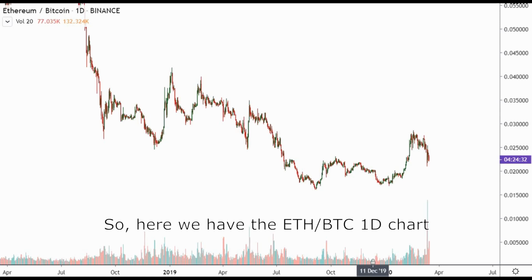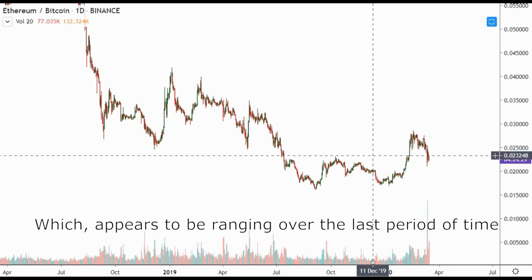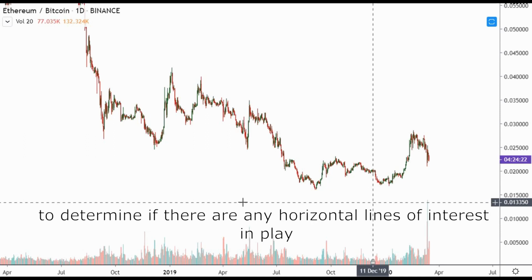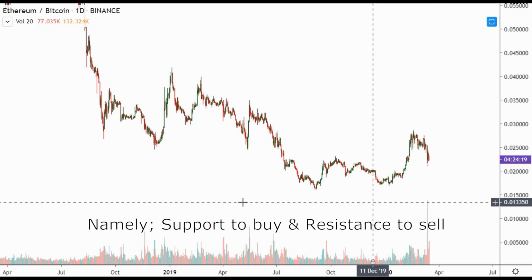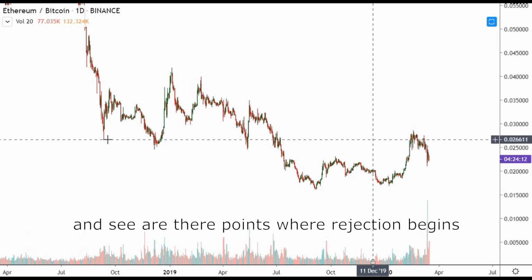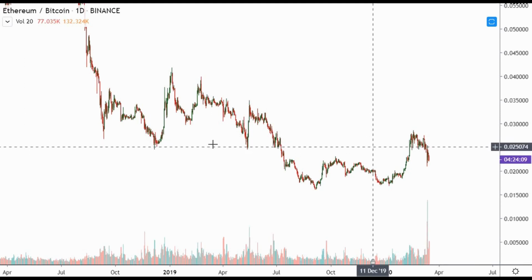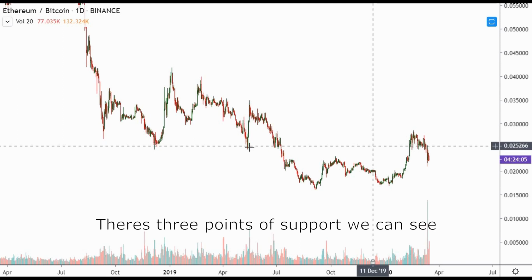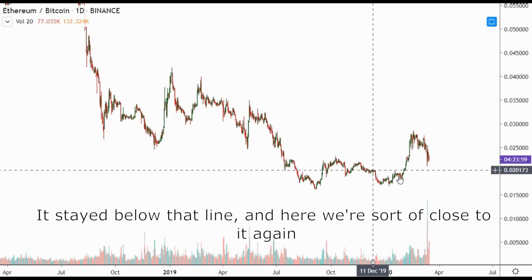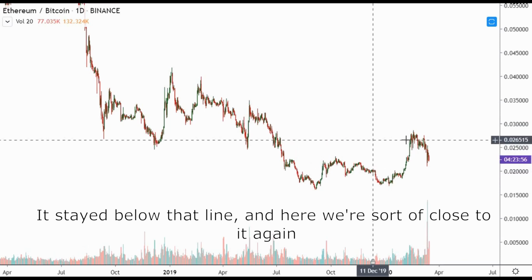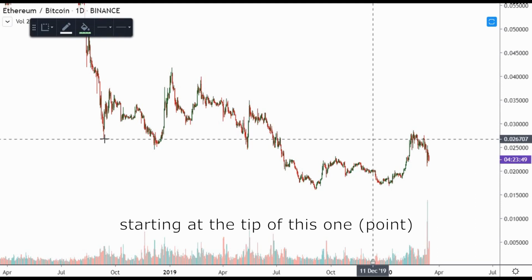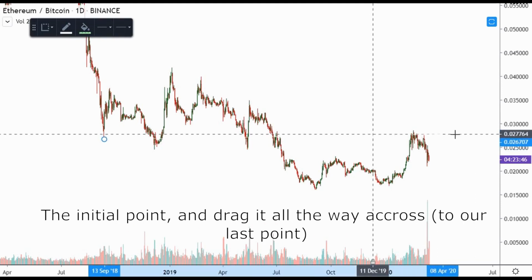So here we have the Ethereum to Bitcoin 1D chart, which appears to be ranging over the last period of time. What we're going to do is use the principle spoken about earlier to determine if there is a horizontal line of interest in play, namely support to buy or resistance to sell. I'm going to look at the chart and see if there are points where rejection begins. There are 3 points of support we can see straight off the bat. We can see a line that broke it, stayed below that line, and here we're close to it again. So I'm going to draw a horizontal line starting at the tip of this initial one and drag it all the way across.